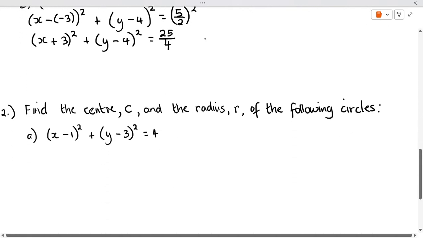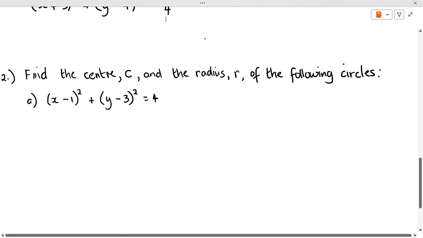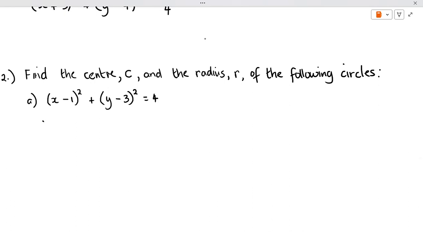So let's have a look at another one. Number 2, it says find the center C and the radius r of the following circles. So the center here is going to be 1, 3, and my radius is going to be, so the radius squared basically is equal to 4. So if I want to find the radius, I'm going to square root both sides, and the square root of r squared is r, and the square root of 4 is 2. So therefore my radius is equal to 2.